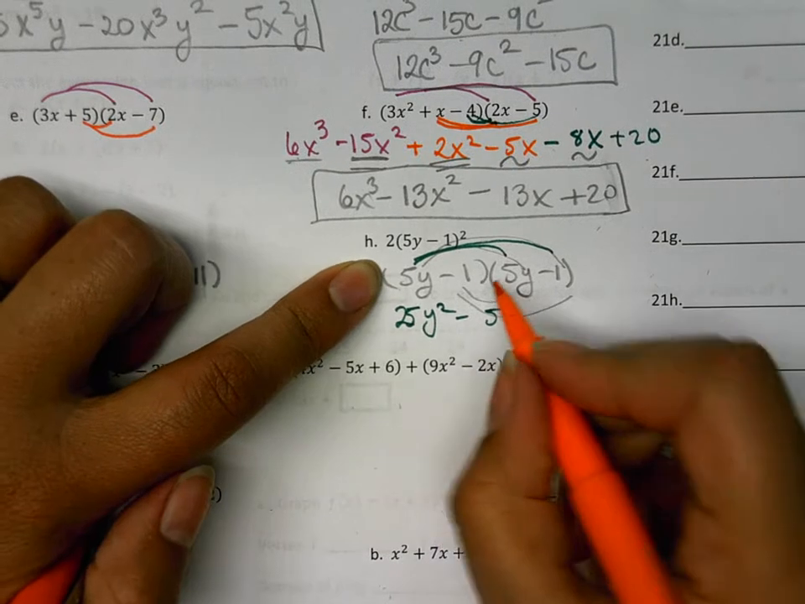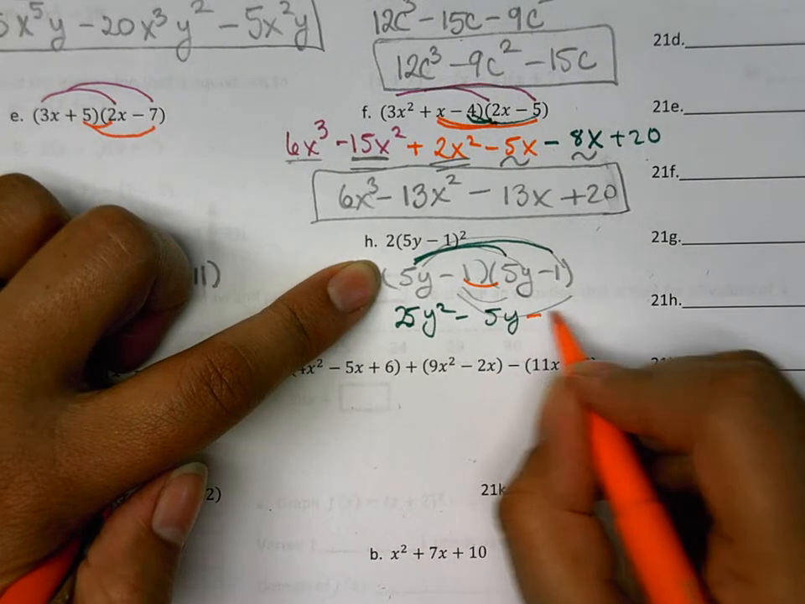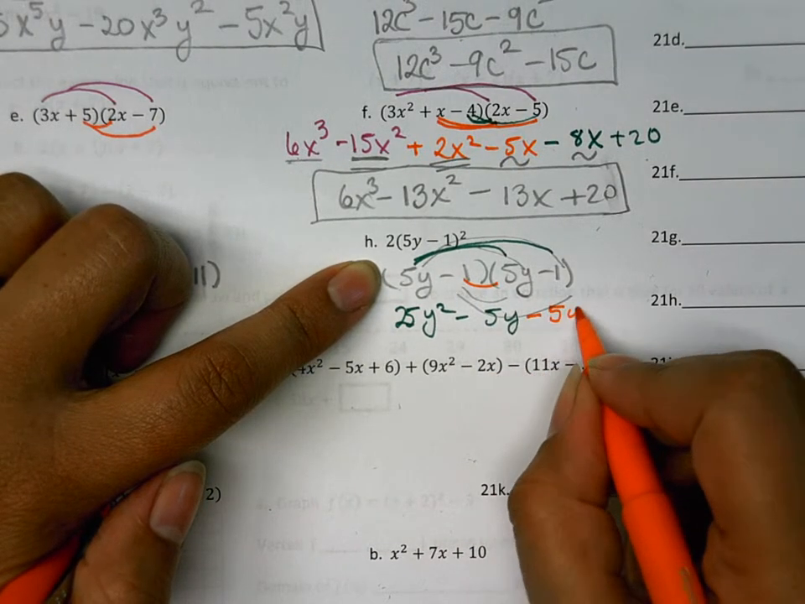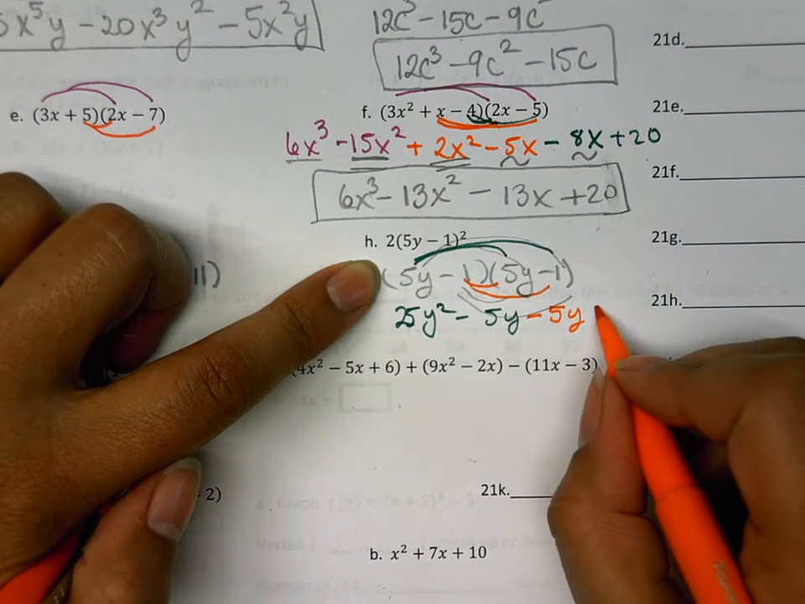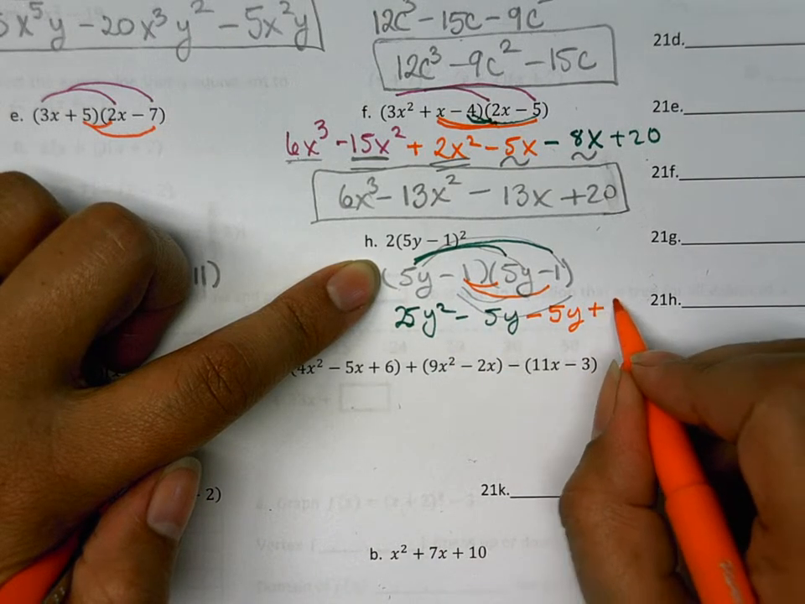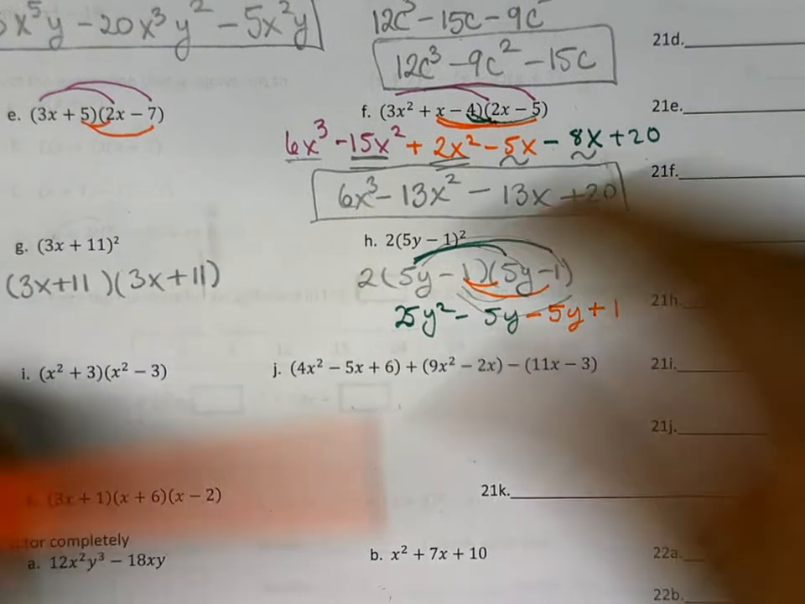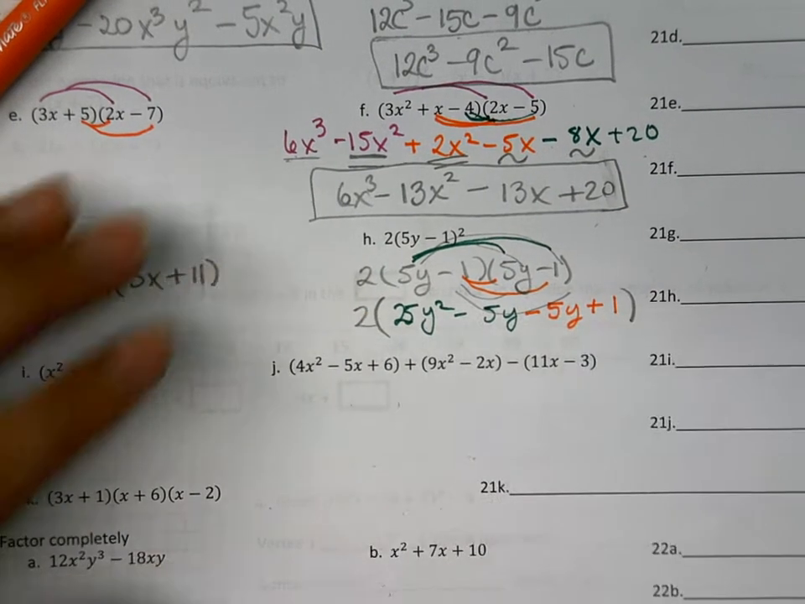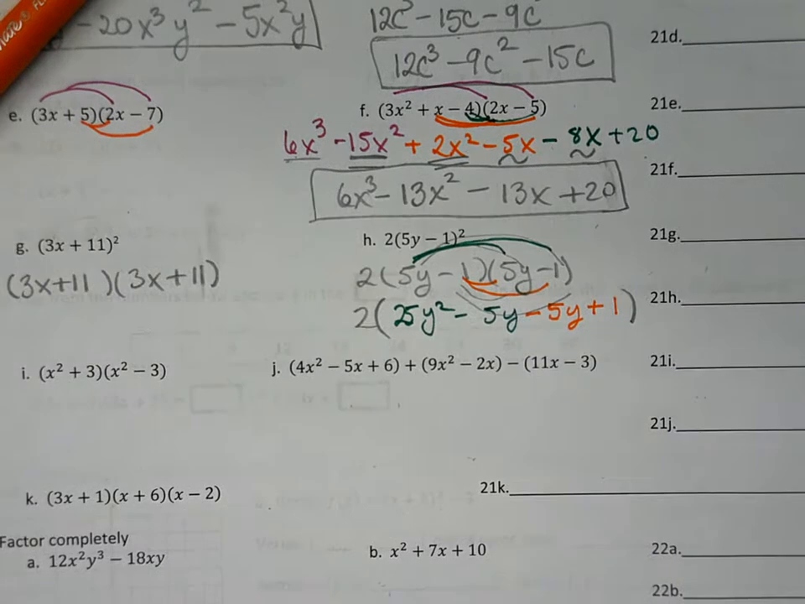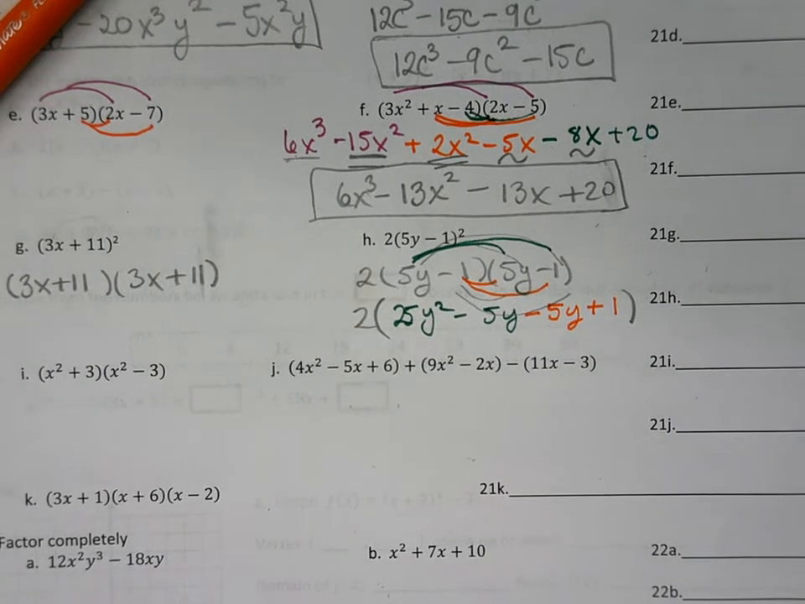The negative 1 times 5y is negative 5y. And negative 1 times negative 1 is positive 1. I will combine like terms before I distribute the 2. And this is where I want to talk about the like terms. A lot of kids mess this up right here.